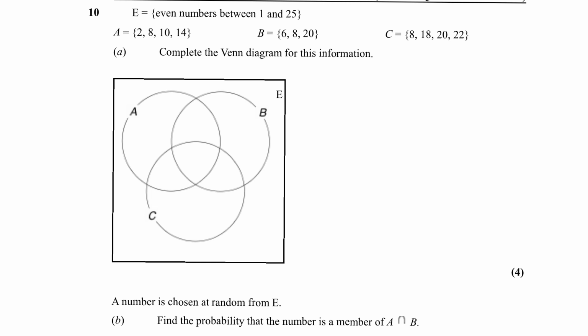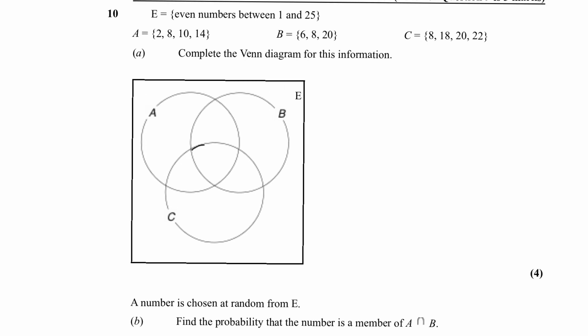In order to find what A, B, and C share in common, which is this part here, we need to find if there are any numbers that they all have. Having a look, they all have an 8. So that would go there, and we can cross that out so we don't get confused. Section A has a 2, and no other one has a 2, so that's going to be on its own. Section A has a 10, and no other one has a 10, so that's on its own too. And section A also has a 14, which no other one has, so that's on its own too.